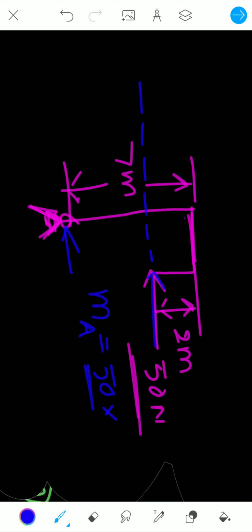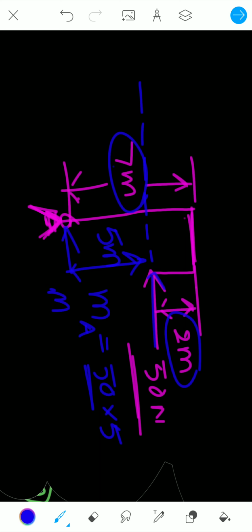So what would be the distance between line of action of force and point A? This could be 7 minus 2. It will be 5. Right? It is 5 meters. So it is clear that we can write 5 here. So MA equals 50 into 5, it is nothing but again 250, and units are Newton meter.